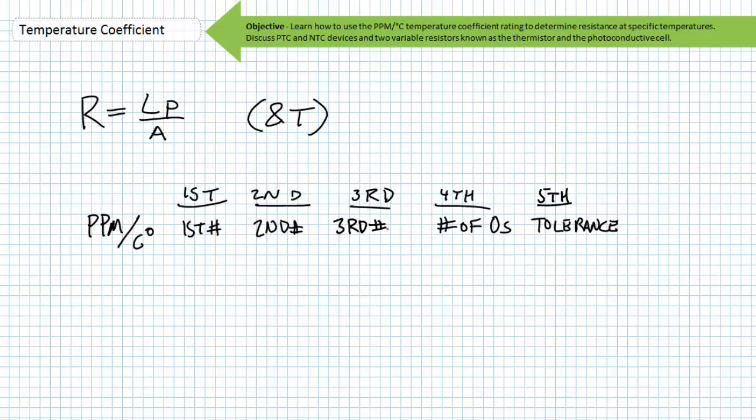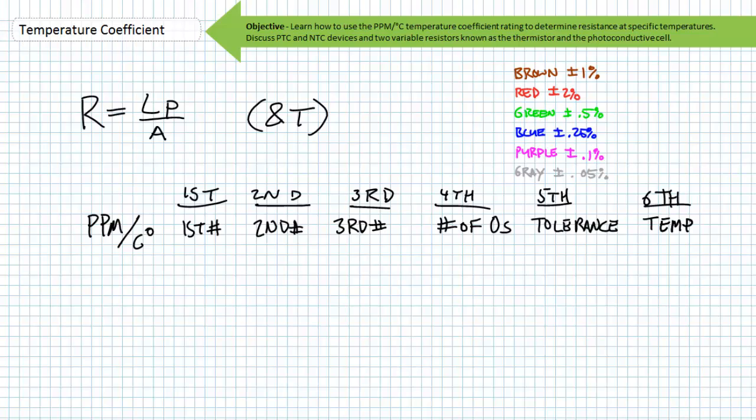Since the 5-band color code deals with precision resistors, it uses some additional colors for tolerance instead of our regular gold plus or minus 5%, silver plus or minus 10%, and invisible plus or minus 20% bands employed by the 4-band resistor color code. They're brown at plus or minus 1%, red at plus or minus 2%, green at plus or minus 0.5%, blue at plus or minus 0.25%, purple at plus or minus 0.1%, and gray at plus or minus 0.05%. Tracking so far?